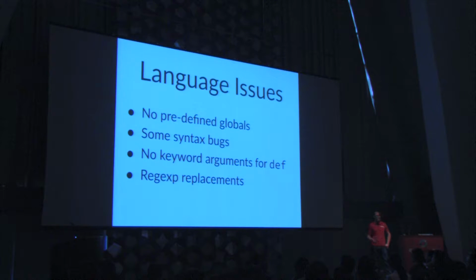And while you can use keyword arguments to call methods, you can't define methods that automatically check for keyword arguments like you can in CRuby. And also, some of the gsub replacements don't work in MRuby, so you may need to change your regular expressions to get gsub to work correctly.